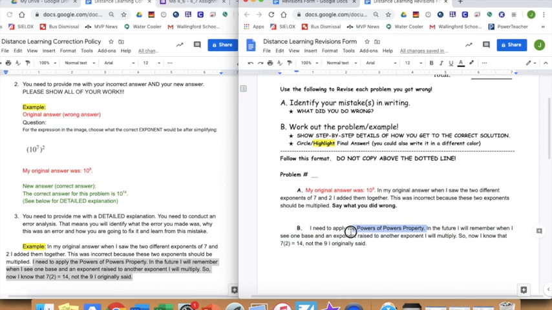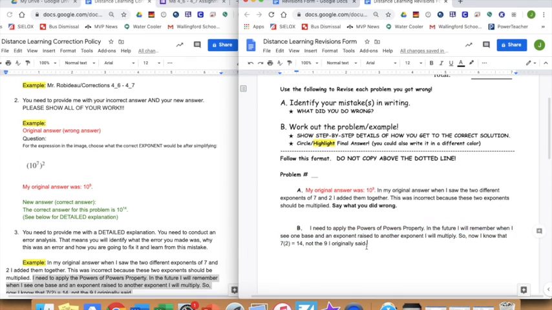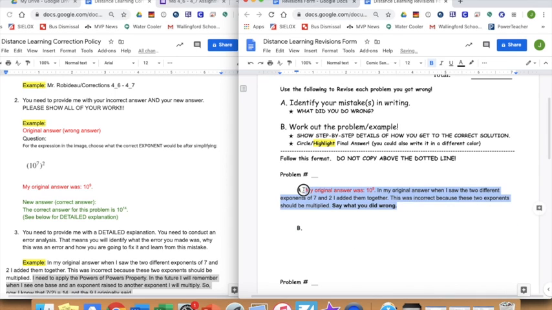And when I see one base, just say what process you need to do or what thought process you should have had in that problem. All right, so we'll go through a set of Mr. Roboto corrections. I took one of these forms and didn't do very well on it, so I'm going to go through that and do corrections on my own work for you to see. That way you can all benefit from it.